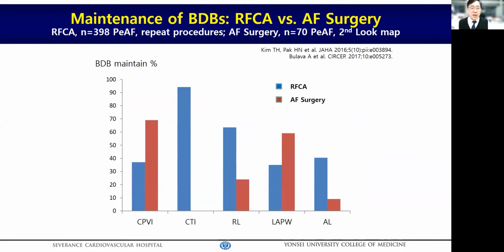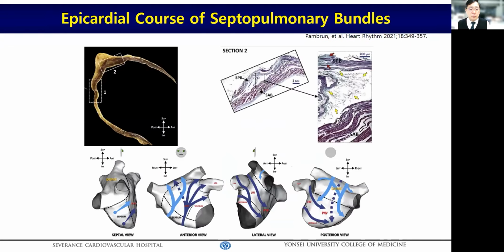What about after AF surgery? In this graph, blue bar represent bidirectional block rates at repeat procedure after RF ablation, and the red bar represent bidirectional block rate at the second loop mapping after AF surgery, recently published by Bulabar. Actually, catheter ablation was better than AF surgery in cavotricuspid isthmus, roof, and anterior linear ablation. However, PV isolation and LA posterior wall isolation rate were much higher in after AF surgery compared to catheter ablation.